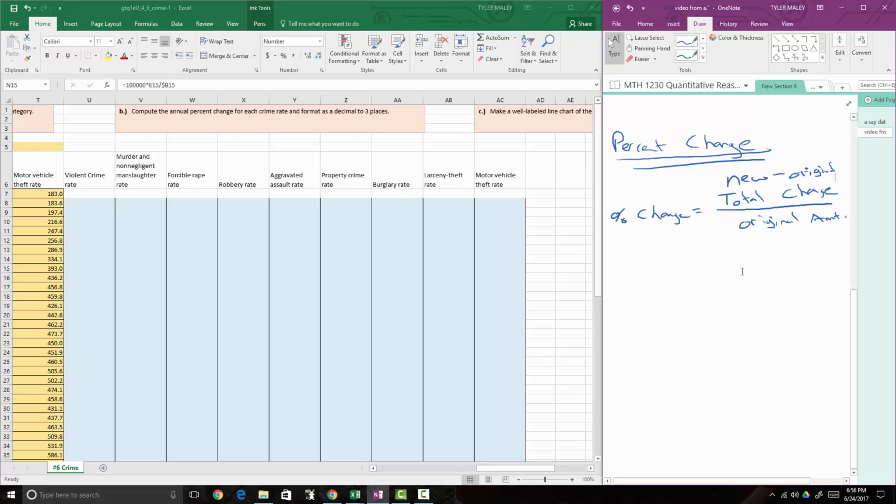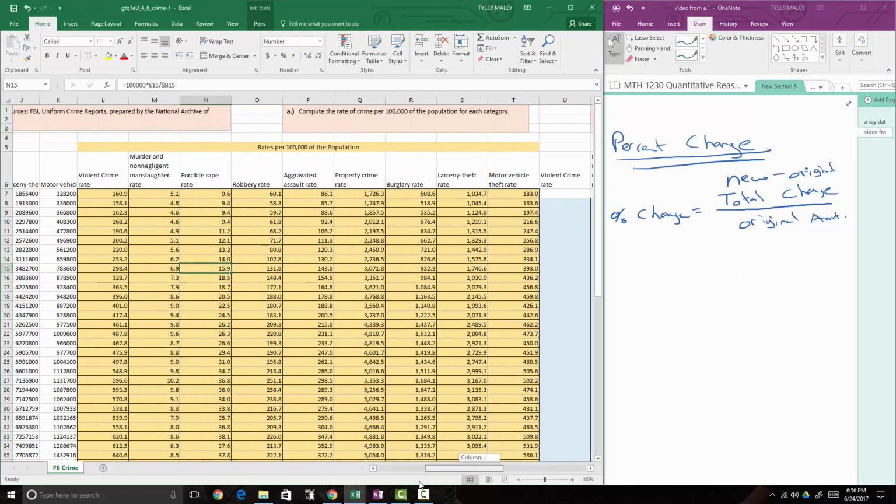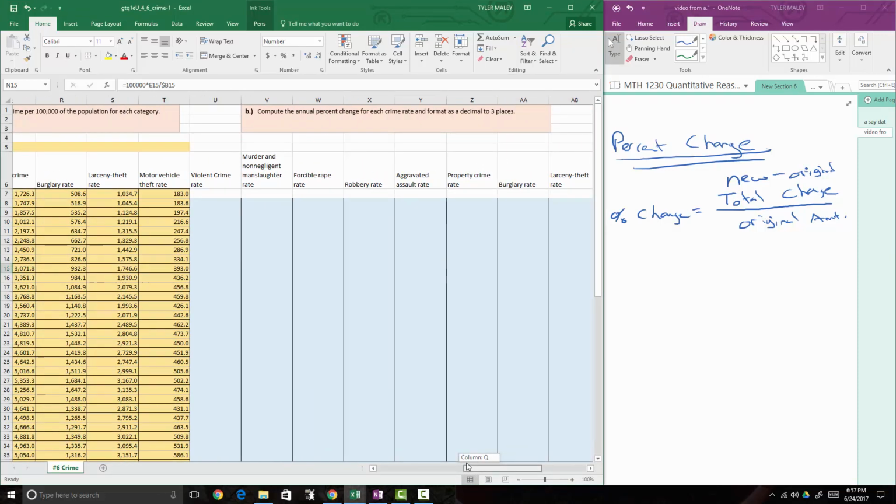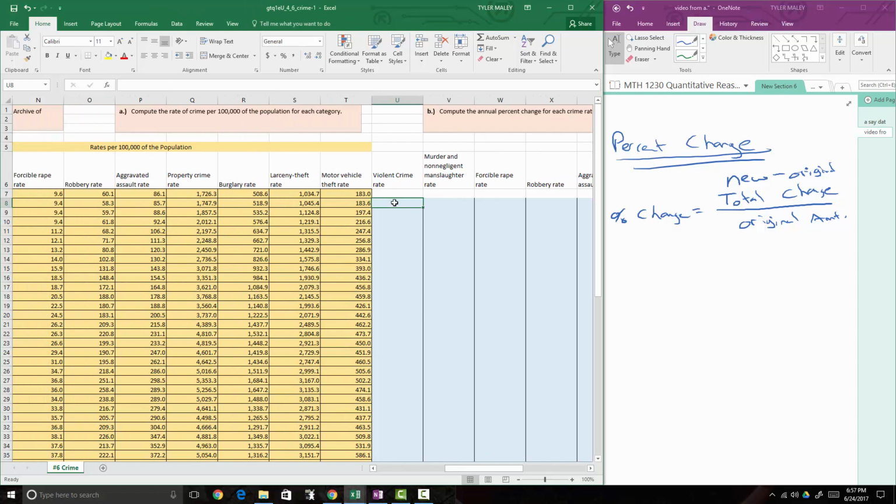So now I need to think through again how this will work. And notice the first row is white, and that's because we can't have percent change for the first year. But for the second year that we have data for, we can calculate the percent change from the first year to the second year, and so forth. So that's why that's white. That should be blank.